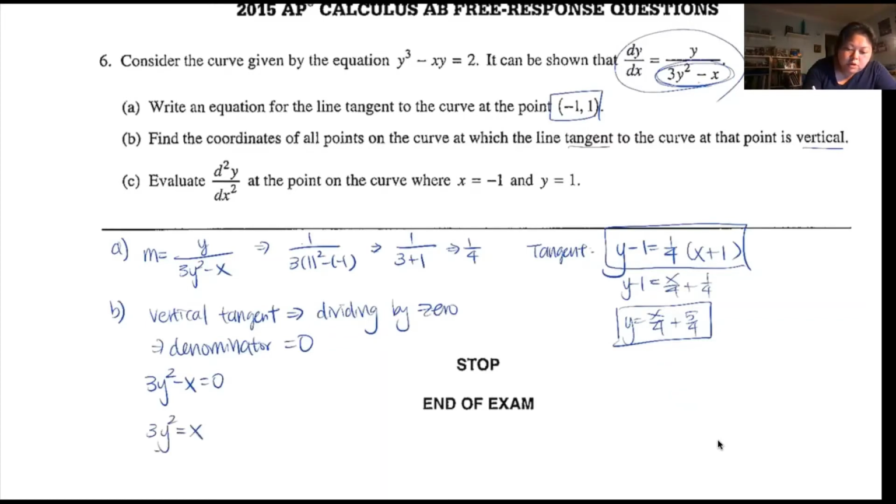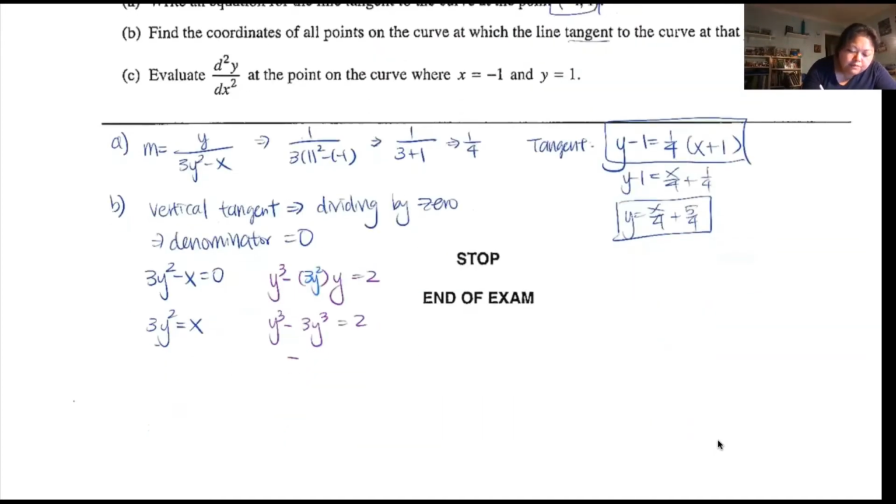Then what do we do? We go back to the original equation here. The original equation is going to be helpful because we can plug in the x. So the original equation says y cubed minus xy equals 2, and instead of x, I'm going to put in what I know here, which is 3y squared. Okay, so now I have y's, I can go ahead and solve, right? You have y cubed minus 3y cubed equals 2. Negative 2y cubed equals 2. Divide by negative 2. y cubed equals negative 1. y must equal negative 1 because you can take the cube root.